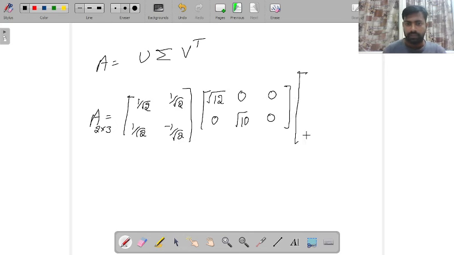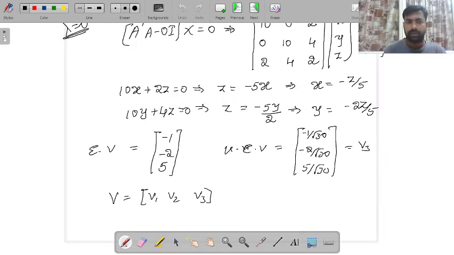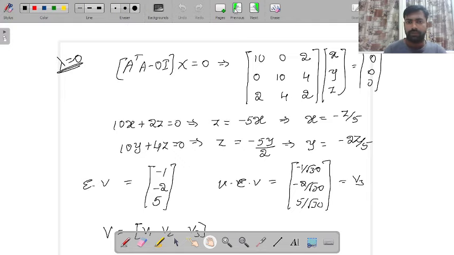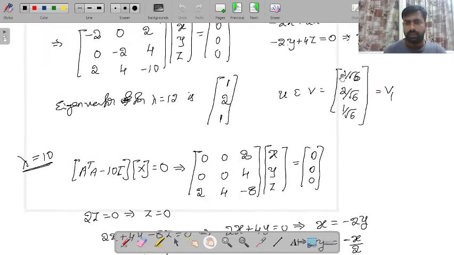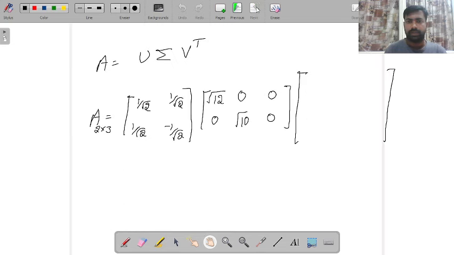This multiplied with V transpose. We know what are the columns of V. So the first column is v1. Where is it? Here, 1, 2, 1. Let me write. So 1, 2, 1. We know its length is root 6.